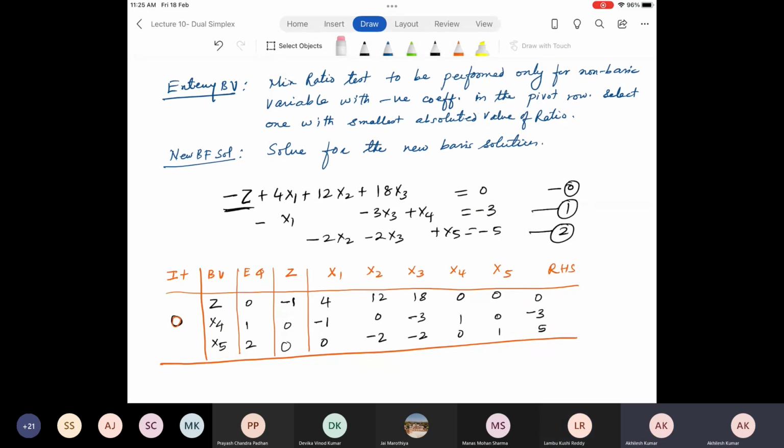So among these two, between -3 and -5, this one is the largest, right? This is the most negative value. So look for the most negative value. So -5. So your x5 is the leaving basic variable. And highlight this pivot.